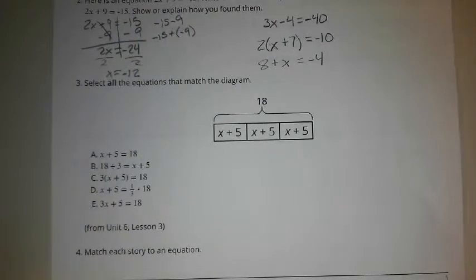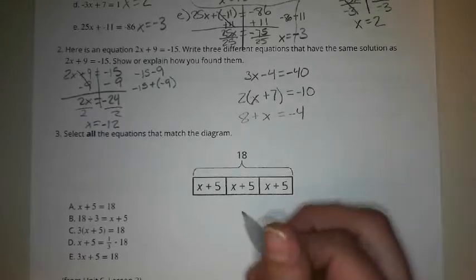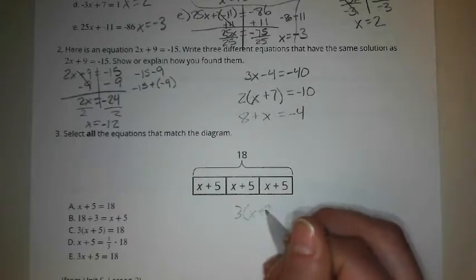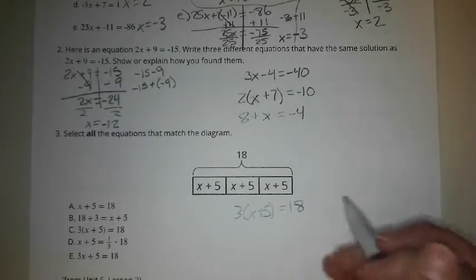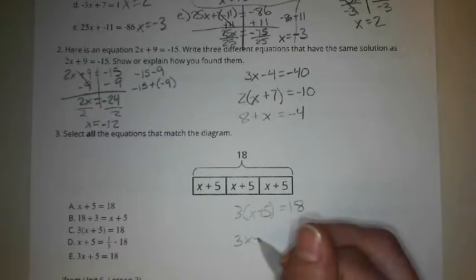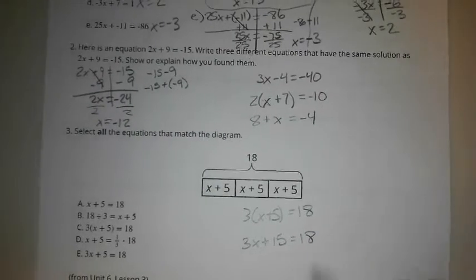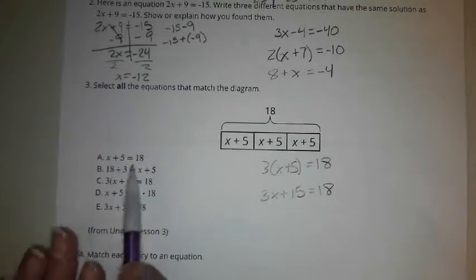All right, number 3, select all the equations that match the diagram. So I can see that I have 3 sections here of x plus 5, and the total equals 18. I could also say I have 3x plus 15 equals 18. So let's see if any of those match here.